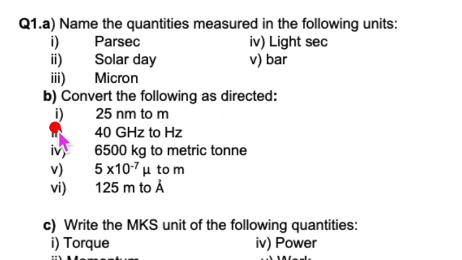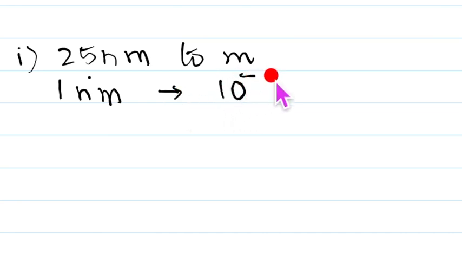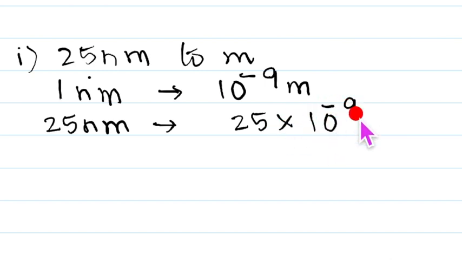Let us come to question 1b. Convert the following as directed: 25 nanometers to meter, 40 gigahertz to hertz, 6500 kg to metric ton, 5 into 10 to the power minus 7 mu to meter, and 125 meter to angstrom unit. So we write 25 nanometers to meter. So we will have 1 nanometer is equal to 10 to the power minus 9 meter. So 25 nanometers will be 25 times 10 to the power minus 9 meter.